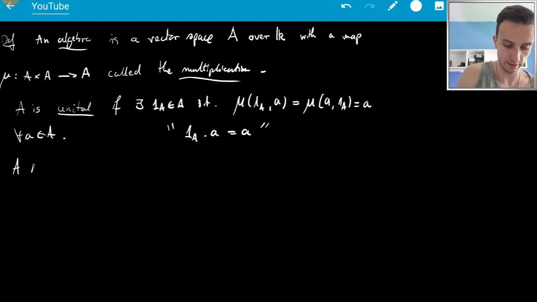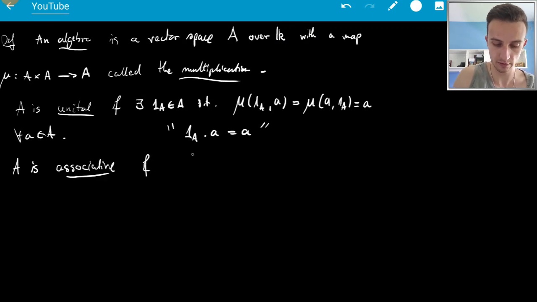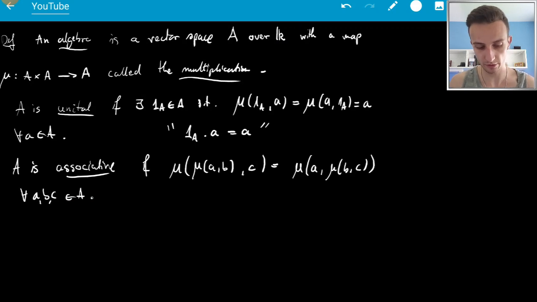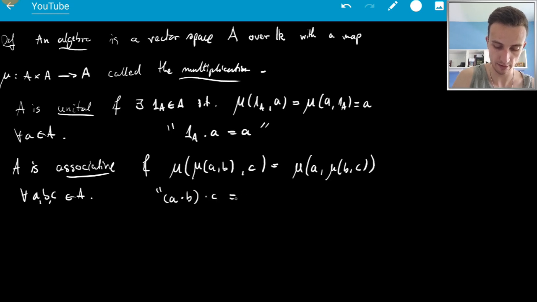And A is associative if mu of A, mu of B, C is mu of mu A, B, and C for all A, B, C in A. Okay, so we know what unital and associative mean. Again, I can write here A times B times C is equal to A times B times C. Indeed, we can denote this multiplication operator by a dot, in which case this is true. But we needn't do this necessarily. Okay.